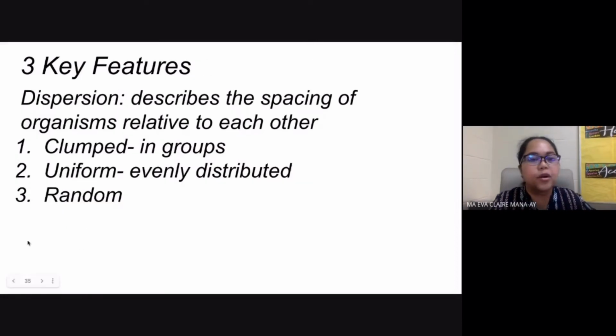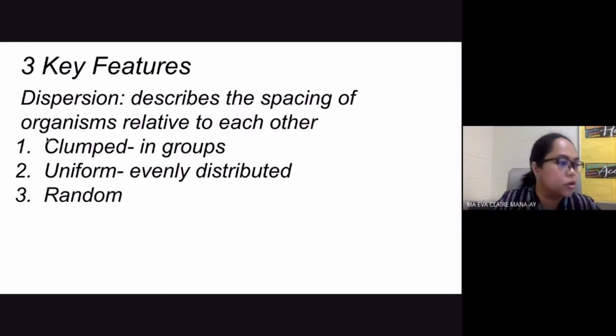All right, now the third key feature that we have here is dispersion. If density is how tightly packed your population is, dispersion on the other hand is the spacing of organisms relative to each other. How much space do they have? Right now, you all know that you should be at least 6 feet apart, that's the CDC mandate, your social distancing. That's dispersion: how much space do you have between the individuals in your population?